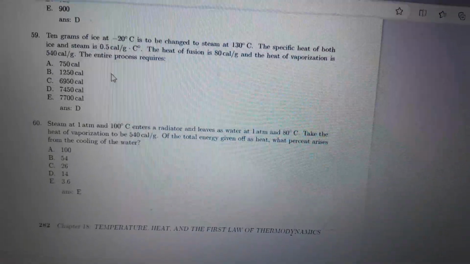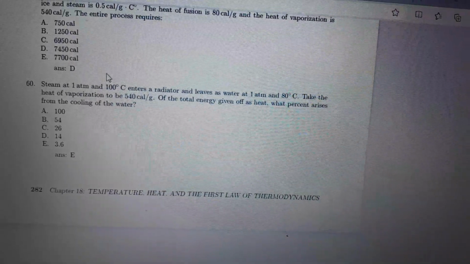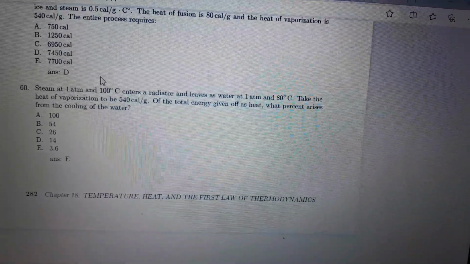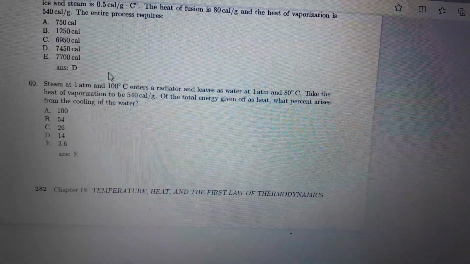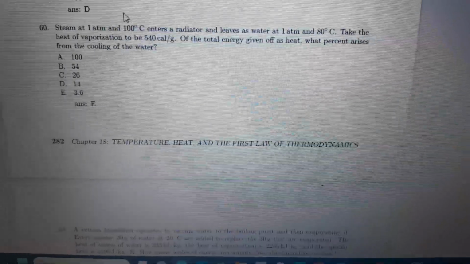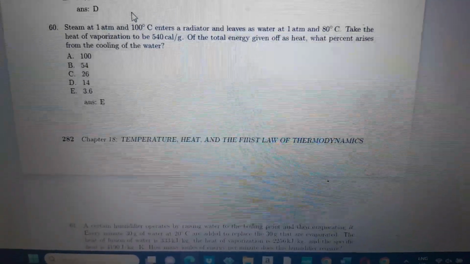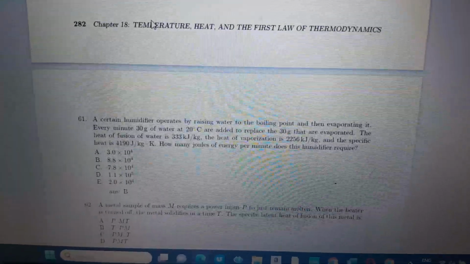Steam at 1 atm and 100 degrees enters a radiator and leaves as water at 1 atm and 80 degrees. Take the heat of vaporization to be 540 calories per gram. Of the total energy given off as heat, what percent arises from the cooling of the water? E, 3.6.